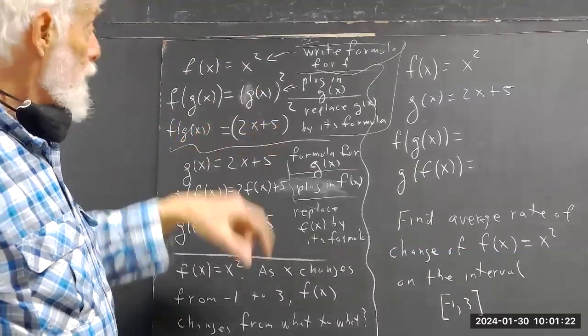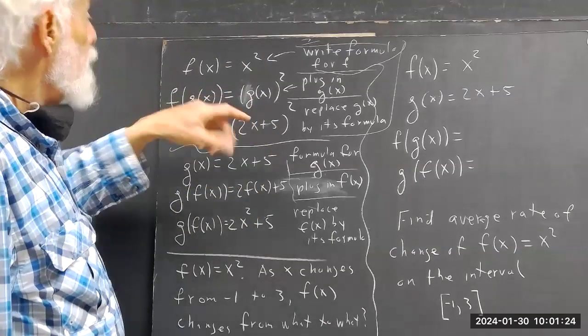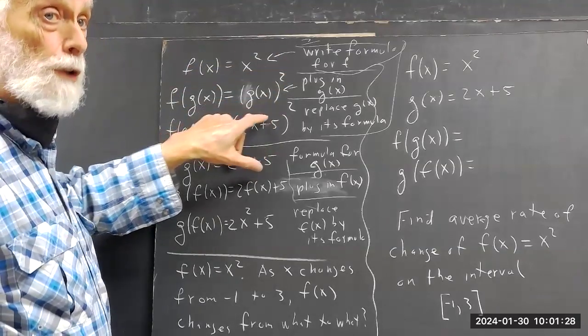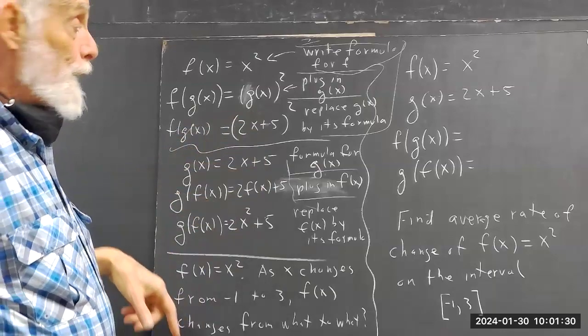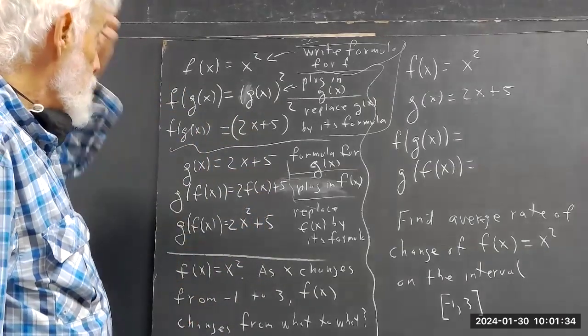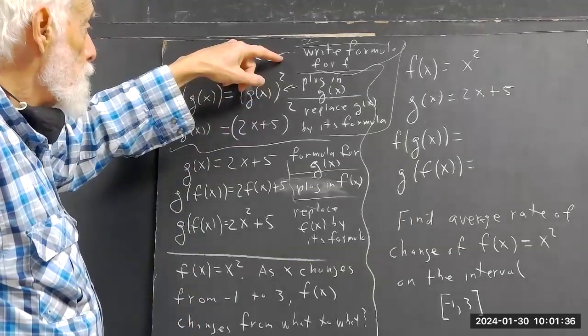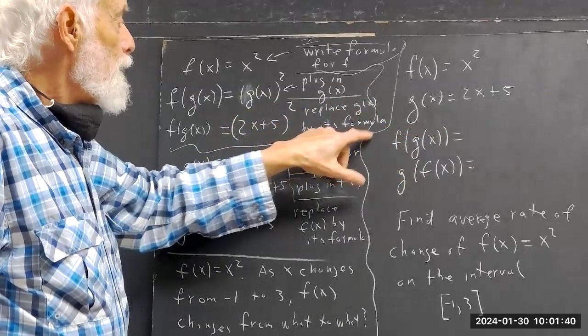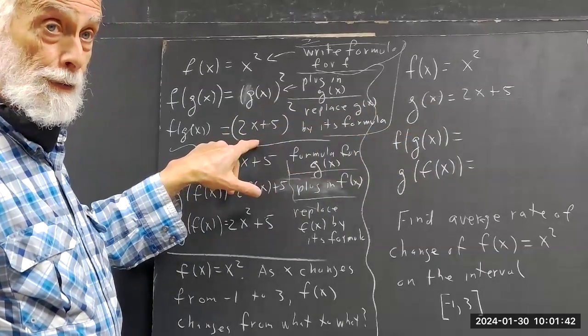It should be clear. There will be parentheses around this, just to make sure you're squaring g of x, not thinking you square x. You're squaring g of x. Okay? You put the parentheses there to emphasize that. Then for g of x squared, you take the formula for g of x, replace g of x by its formula, and there it is.